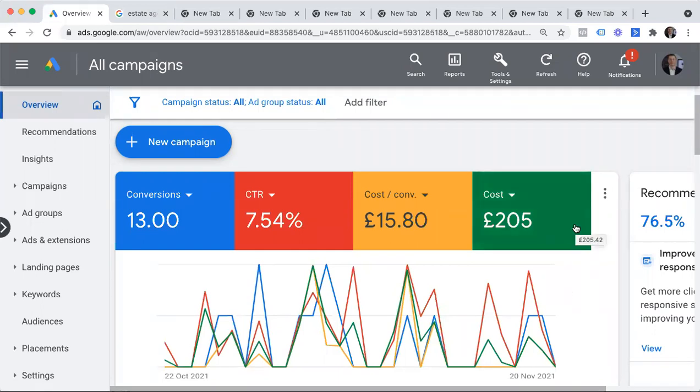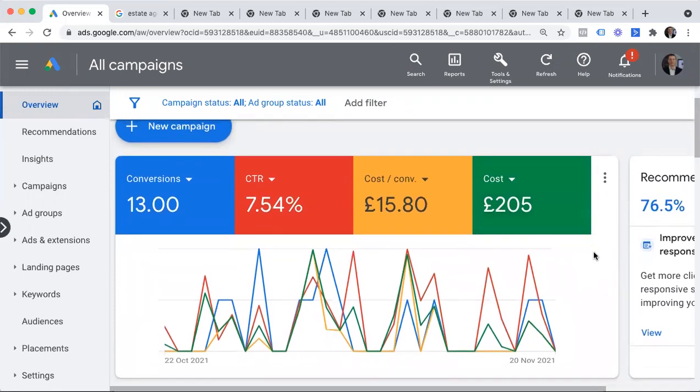So these ads are showing up at the top of Google when someone types in common phrases such as estate agent near me, and looking to move basically. So they're typing in, how much is my house worth and that sort of thing. So we're actually showing our ads, and this is the results of the last 30 days.